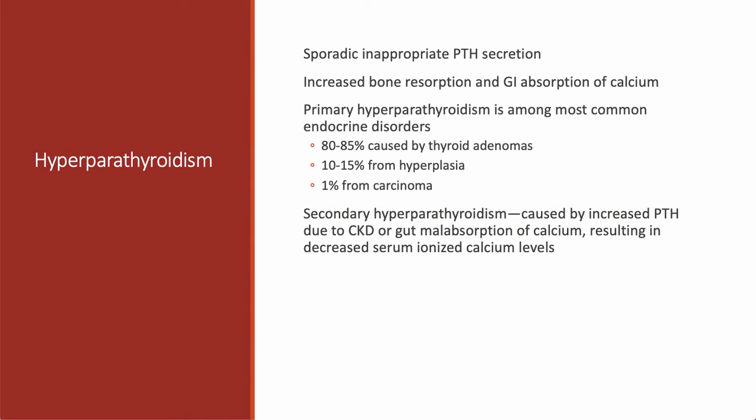Hyperparathyroidism causes inappropriate PTH secretion, or parathormone. That's the way that we refer to it when we talk. And that modifies the amount of bone reabsorption and GI absorption of calcium.